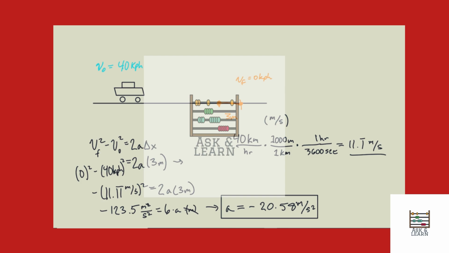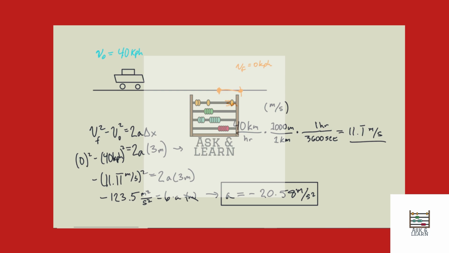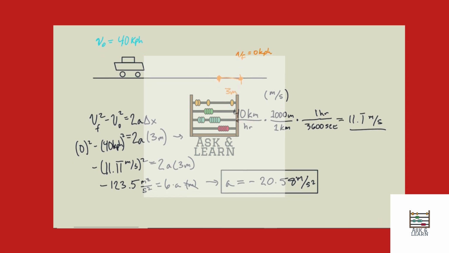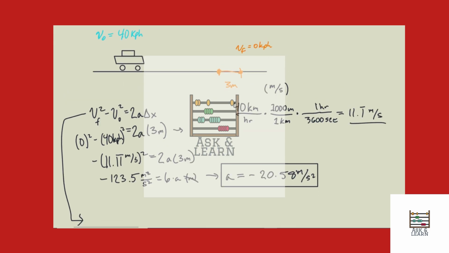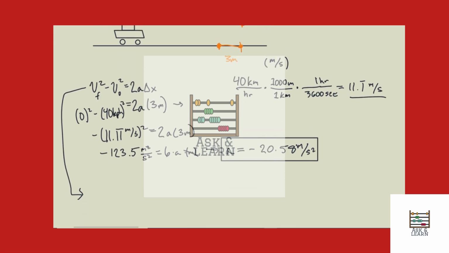Now we will be able to calculate how much distance it will take to stop when the velocity is 80 kilometers per hour instead of 40. So we'll set up the same kinematic equation, except now v0 will be 80 kilometers per hour, and we will know the value for a, and we will calculate the distance delta x. Once again, v final is 0 because we're slamming on the brakes to stop.